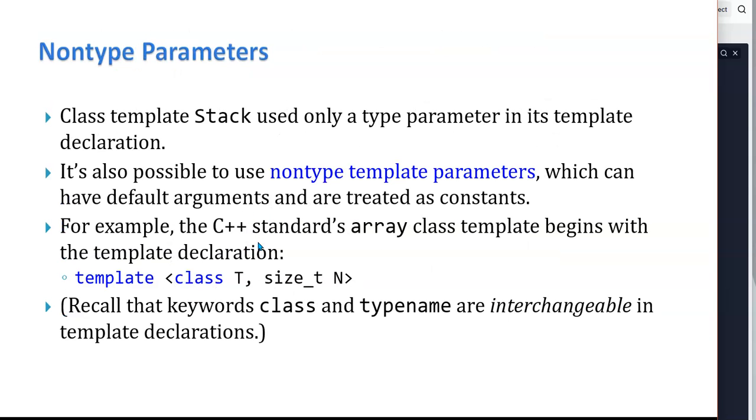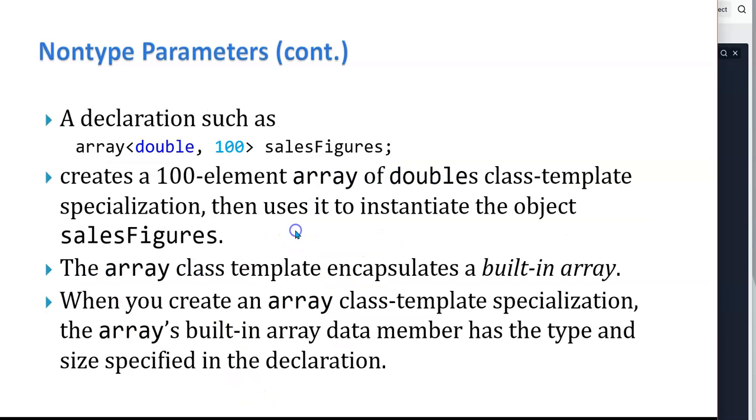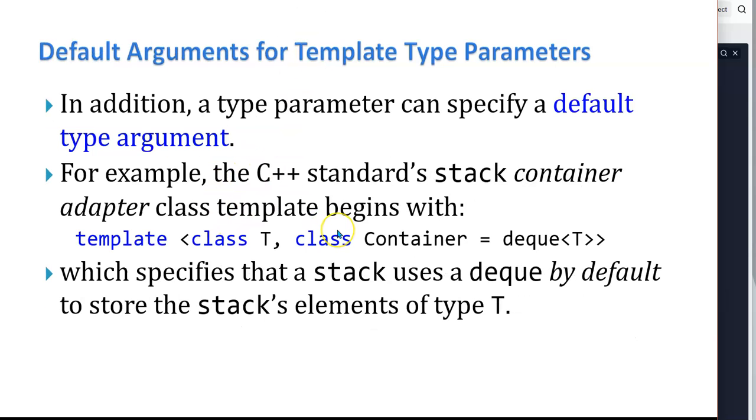Now, there are other things you can have which are called non-type parameters. And they can have default arguments or constants. For example, in the C++ standard array definition, the template declaration begins with template class T and size_t N, where N is just a constant. Then when we instantiate it, we say array of type double and pass in the number 100 for the number of elements. That is very simple and clean, and we don't have to do anything particularly crazy.